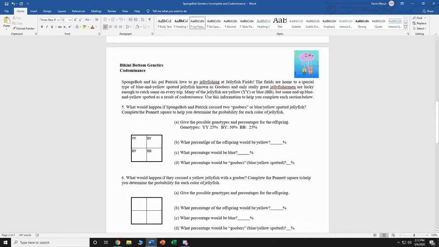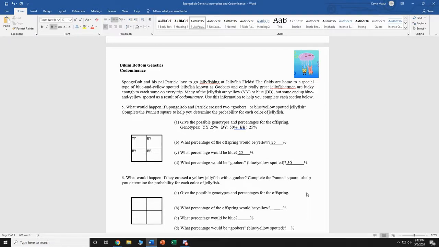All right. What percentage of the offspring are going to be yellow? Well, yellow is YY. So what percentage? Same as the YY genotype. It's going to be 25. What percentage is going to be blue? Blue is BB. B for blue. So that's going to be also 25. What percentage is going to be goobers, which is blue and yellow spotted? Well, it's the combination of both blue and yellow. B for blue, Y for yellow. It's going to be there 50% of the time. Okay? So you see, hopefully it's not all that hard and all that bad.